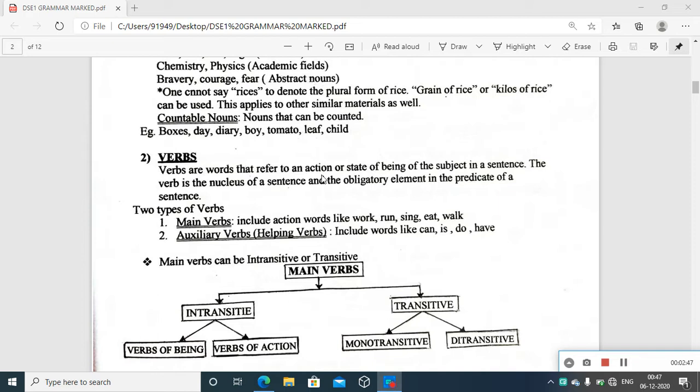Okay, and now I would like to talk about the major types of verbs. The first type is the main verbs. Main verbs include action words like work, run, sing, eat, walk, write. All the words I gave as examples in the very beginning, because those are the action words which are directly referring to actions that we do. Just think about run, work, eat, walk. All these are directly referring to some actions on the part of a person or on the part of an object, whatever it may be.